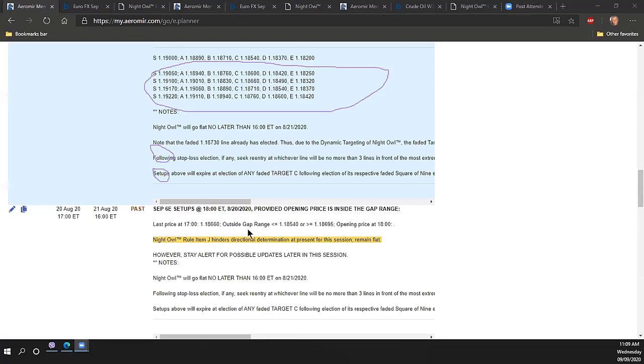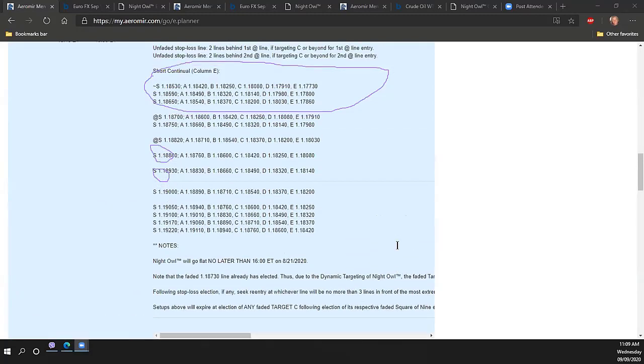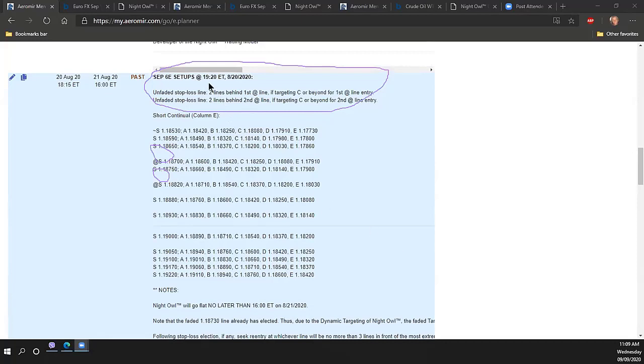And what this tells us is that if the market opens at 1800 Eastern Time inside of this gap range, in other words between 1854 and 1869.5 in this case, then the play below would be valid. Well, there was no play below at the time at 1800, but a little bit later in the evening at 1920, roughly an hour and a half later, Night Owl recognized a short side play. So that's what I have brought back to our screen.